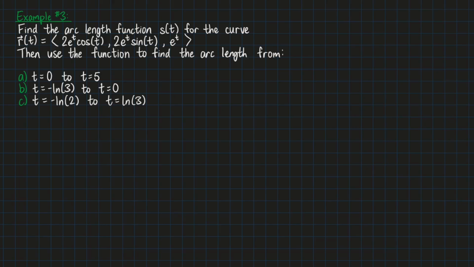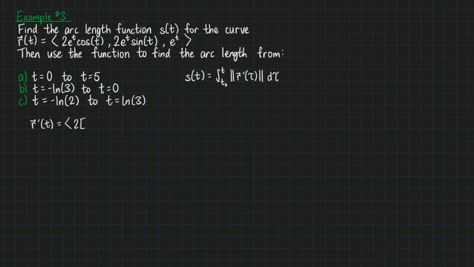Then use the function to find the arc length from one t value to another t value. So let's start with the arc length function s of t. We want to get the magnitude of r prime of t again. So r prime of t equals the derivative of r of t. We can factor out a 2 for the first component, and then we have a product rule going on.